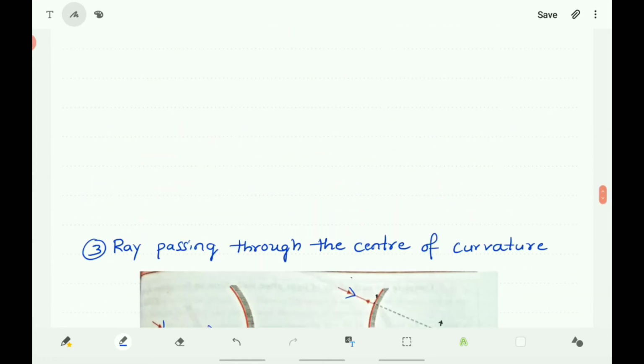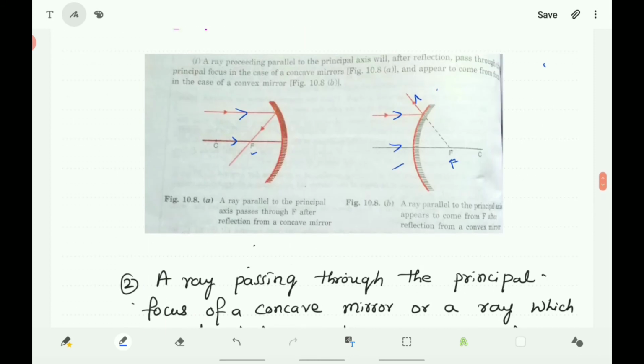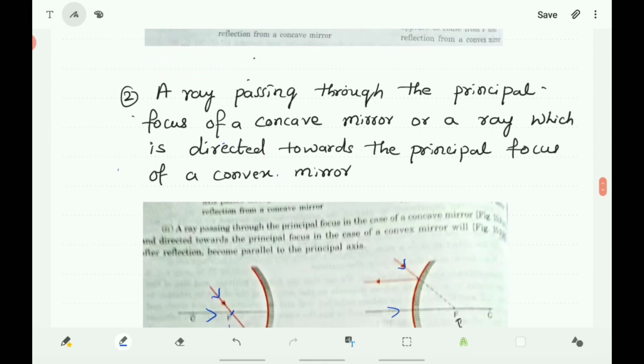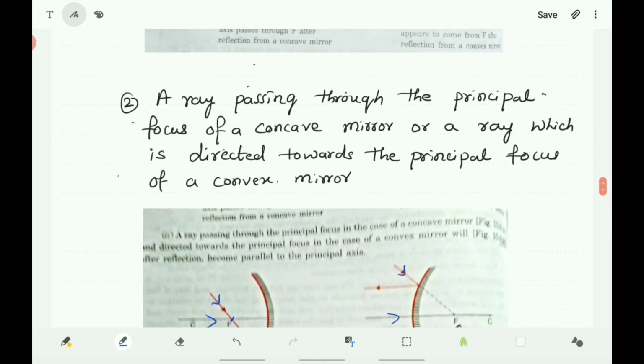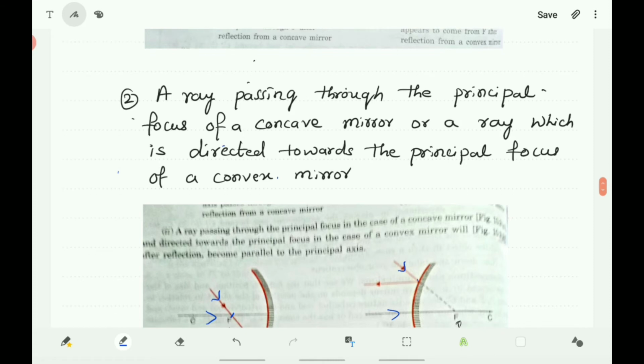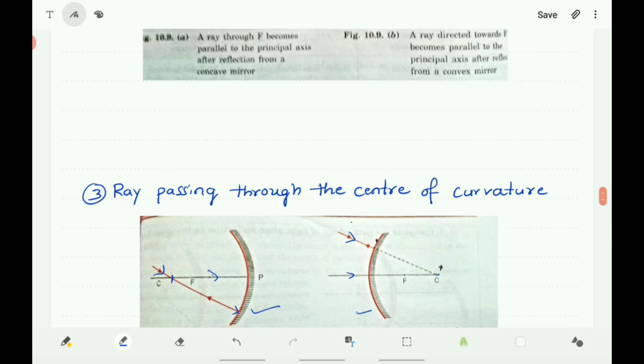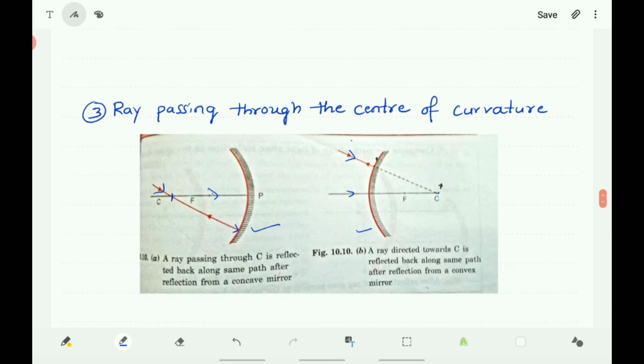That is, the first ray which is parallel to the principal axis passes through the principal focus or appears to come from the principal focus, and the second ray passing through the principal focus of a concave mirror or directed towards the principal focus of a convex mirror. Both the rays are reflected and move parallel to the principal axis. And a ray passing through the center of curvature reflects back along the same path in both the cases.